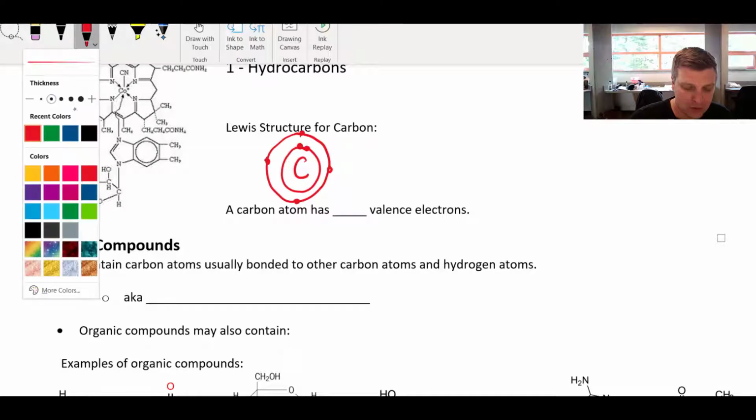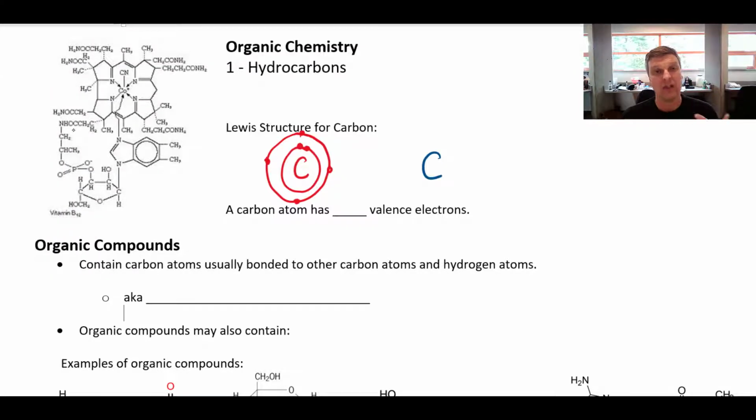If I draw that as a Lewis structure, which is a simplification of our Bohr diagram that talks only about the valence electrons, then I could draw my carbon atom like this, where I've got a carbon atom and it's got 4 valence electrons. And those 4 valence electrons are really the key to the flexibility of carbon as an atom, and to making these really complex molecules.